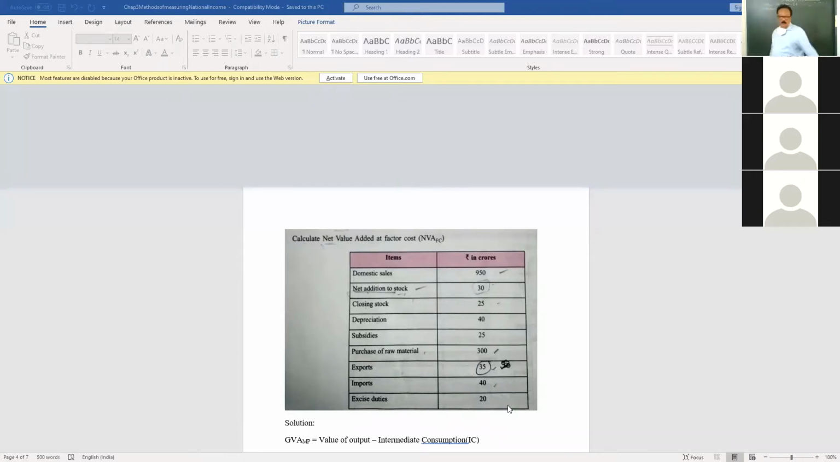In value of output, here in this question, domestic sales are given. In my class on Friday, I told you that when domestic sales and exports are given, exports are normally a part of sales, but when domestic sales are given, then exports are added to it. So here it will be domestic sales plus exports plus change in stock.